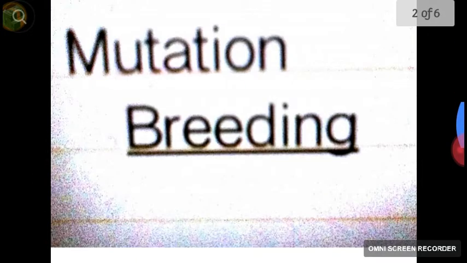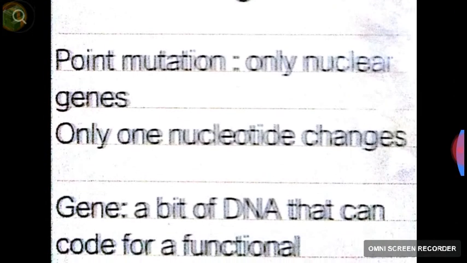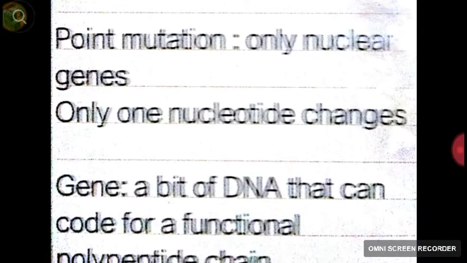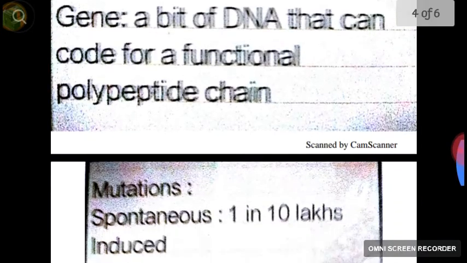Let's recall what we studied in today's Green Coach Horticulture class. We studied what mutation breeding is: the induction of artificial mutations for crop improvement. Hugo de Vries first coined the term mutations. X-rays were used in plants to create mutations by Stadler, mutations in Drosophila were identified by Muller, and chemical mutations were used by Robson. Point mutations occur only in nuclear genes, meaning only one nucleotide is affected. A gene is a bit of DNA that codes for a functional polypeptide chain.